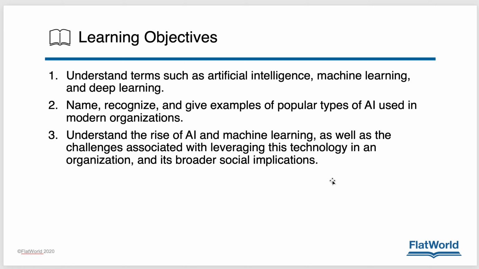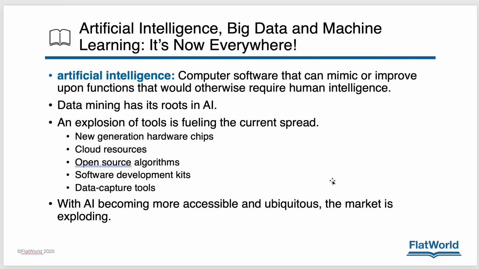So next, understand terms such as artificial intelligence, machine learning, and deep learning. This is not my skill set here entirely, so I'm going to be skating out onto thin ice with you. Name, recognize, and give examples of popular types of AI. Understand the rise of AI and machine learning. Most of it has to do with gobs and gobs of data and cheap computing, which basically can look at all the possible combinations. And, I don't know, is that artificial intelligence, or is that just complete enumeration of the population data? You tell me.